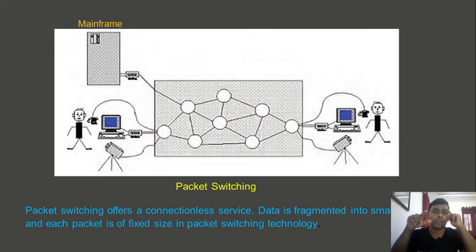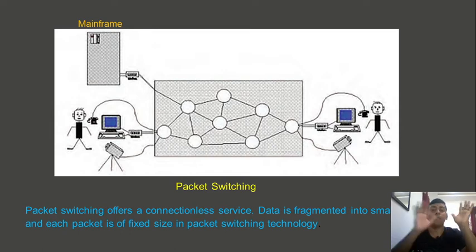Actually, what is a packet? You know what switching is, right? Switching means transferring data. The technology related to the transferring of data from one place to another place. That's what switching is. And in packet switching, we have to understand what a packet is first, right? A packet is a logical unit of information.